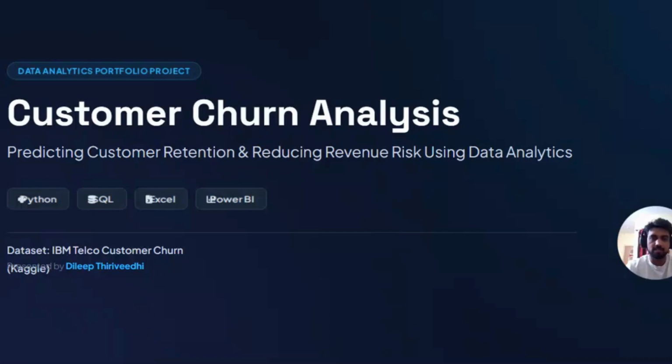So today I am presenting an end-to-end customer churn analysis based on the IBM Telecom Customer Churn data from Kaggle. I used Python, SQL, Excel, and Power BI tools to analyze the data, find insights, and give recommendations to the business to reduce the churn rate.